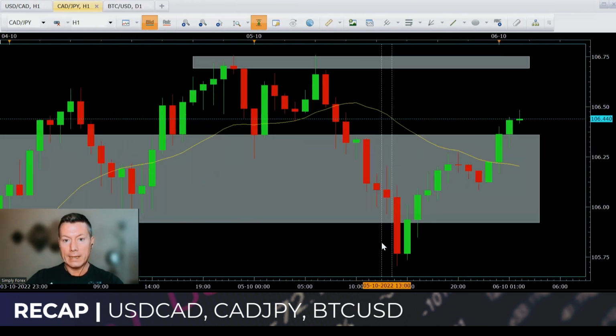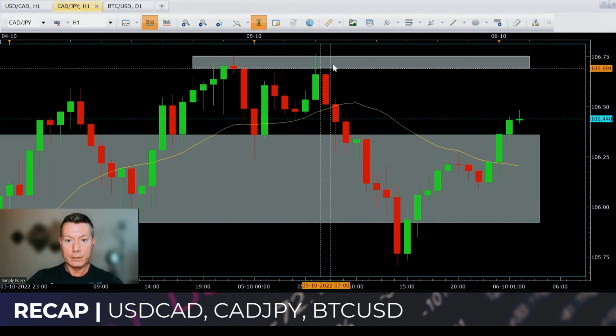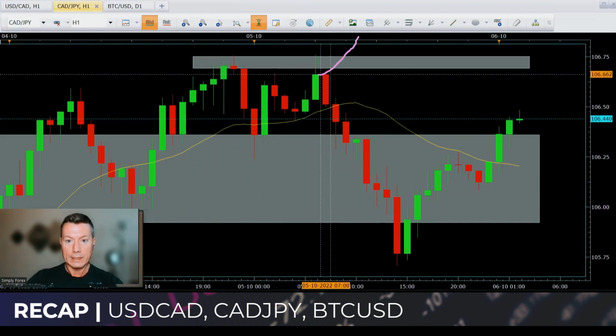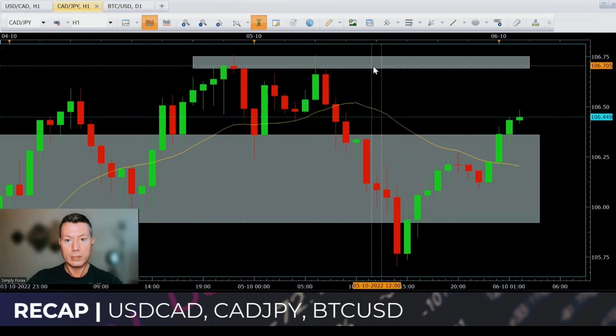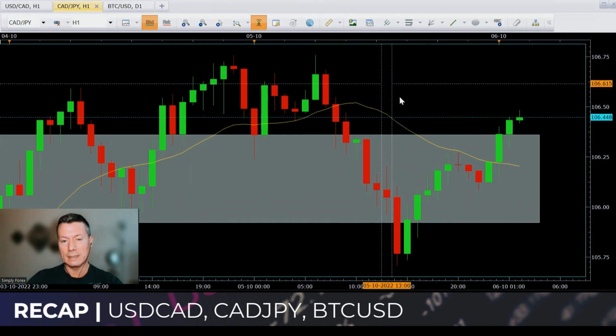So again, I'm going to remove this grey zone because this grey zone was for one of these entries. Yeah, come up, retest, move higher. Okay, but as you can see, guys, that didn't happen. Price actually reacted at this zone and come shooting down. All right, so let's just remove this grey zone because it didn't come into play.